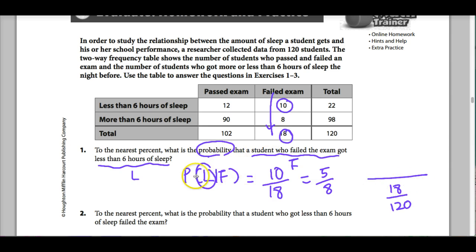Out of those, we have to find the people who slept less than 6 hours, which means I have to find the number of people who failed and also slept less than 6 hours. That's 10, and that's going to be 10 out of how many people? 120 people, right? So if you actually calculate all of this, it ends up being the same thing, 10 over 18. You simplify. Oh, did I say 5 over 8? You can divide top and bottom by 2, so it's 5 over 9. You're going to get really mad at Miss Choi for making all these mistakes. Anyway, your answer is 5 over 9, but it said to the nearest percent. So if you go 5 divided by 9 times 100, you get 56%, and that's your answer.